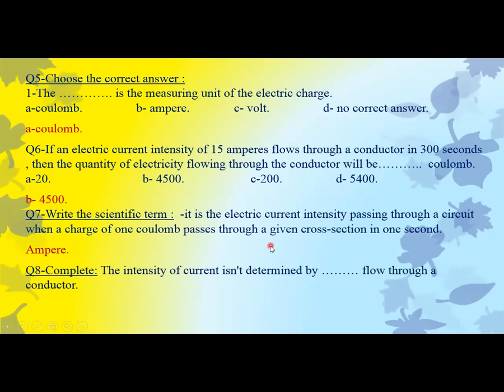Complete: the intensity of current is determined by the flow of dot through a conductor. The intensity of current is determined by, as we said a million times, the quantity of charge flowing through a conductor, not the number of electrons. So if I said the flow of number of electrons through a conductor, the answer is not correct. Why? Because it says it is determined by the quantity of charge. But if you say it isn't, the number of electrons doesn't affect it.